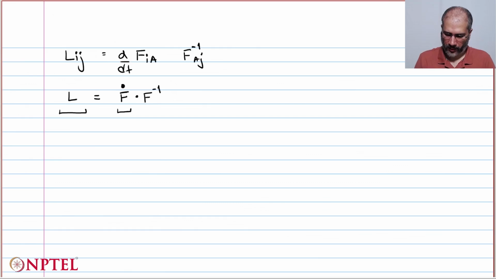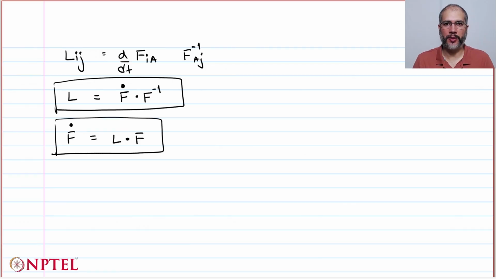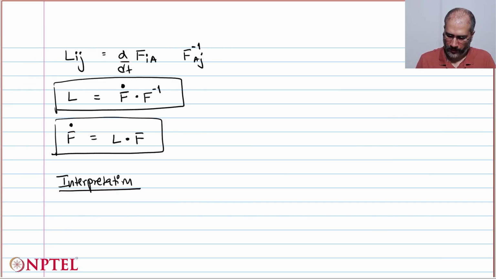I can also write F dot as L dotted with F. So these relations we'll be using at different stages during analysis in this discussion on the kinematics of fluids. So now that we have defined L and its relationship to the deformation gradient tensor F, let us do an interpretation of the different terms in these tensors.